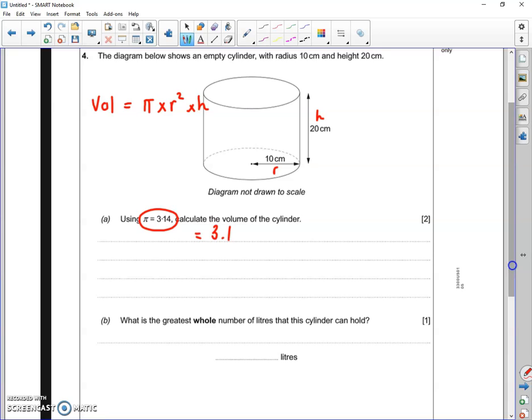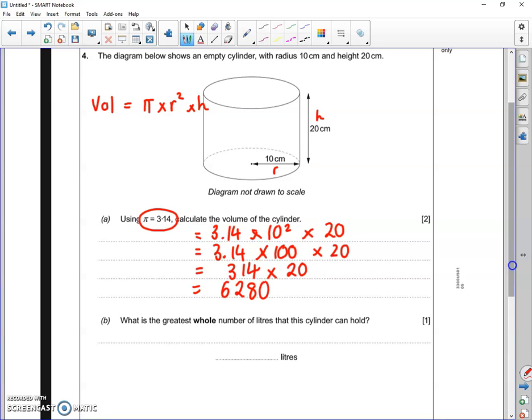So it's 3.14 times 10 squared times 20. 10 squared is 100, so 3.14 times 100, that's 314. Then times that by 20. So double it, stick a naught on the end, is 6280. We're working in centimetres, so this is centimetres cubed. Okay, so that's that one.